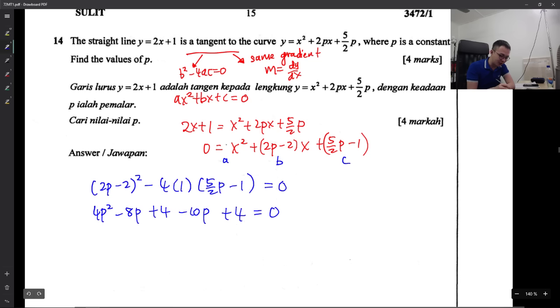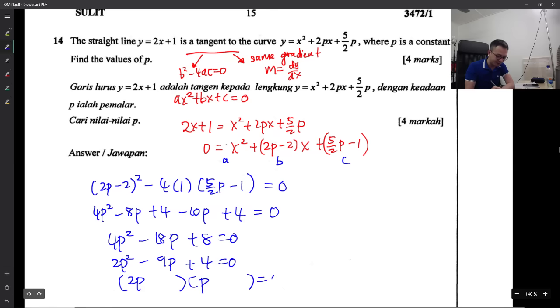So I will need to solve this equation. Minus 18p plus 8 equals 0. I divide by 2. 2p squared minus 9p plus 4 equals to 0. Then I factorize out 2p and p. So 4 and 1, minus for both. So therefore p equals to 1 over 2 and p equals to 4. Alright, this is how we do this kind of question.